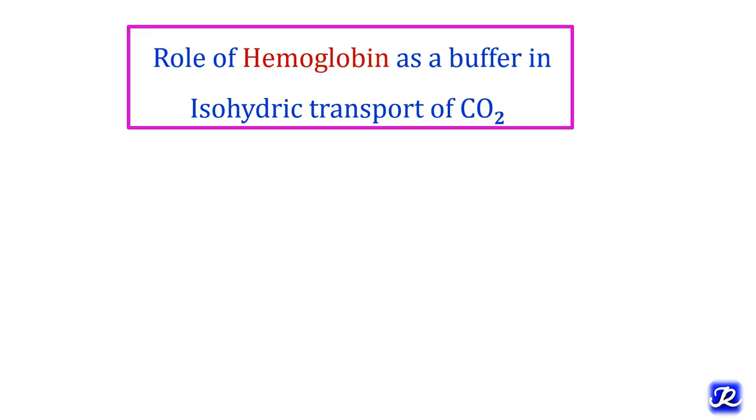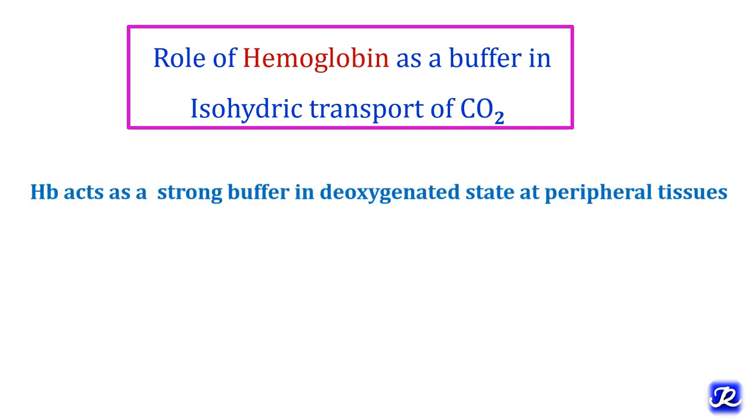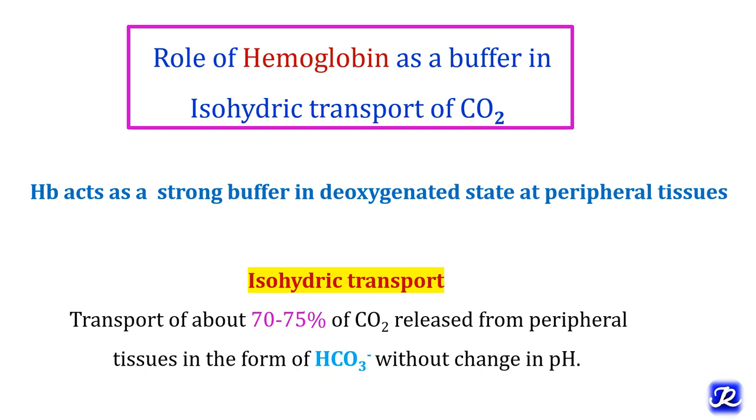What is the role of hemoglobin as a buffer in isohydric transport of carbon dioxide? In the previous video, I didn't explain the role of hemoglobin as a buffer, but in this video, I will explain it in detail. Hemoglobin acts as a strong buffer in deoxygenated state at peripheral tissues. What is isohydric transport? It is a transport of about 70 to 75% of carbon dioxide which is released from peripheral tissues in the form of bicarbonate without change in pH or with the minimal change in pH.